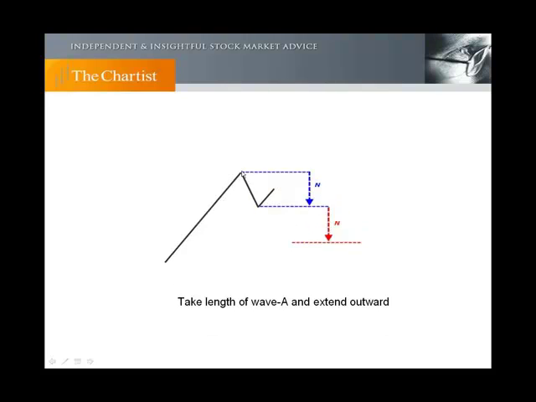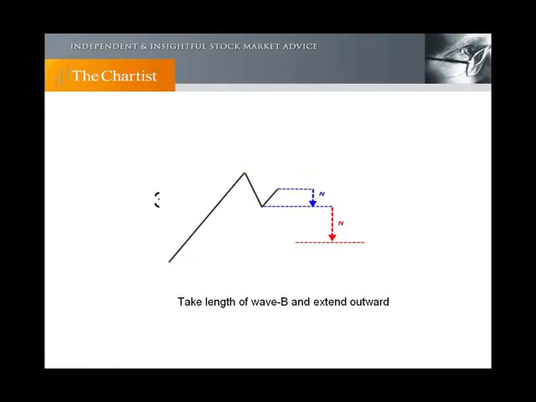This is the other one. We take the length of wave A and we extend it out, usually 50% or 100% off this wave B high. But that's an external projection. So we can extend it off the wave B or we can extend it off the end of wave A. The more we extend it off different points at different levels, the more of a cluster we're going to get down here. Now you can go to the nth degree. You can do it off here, you can do it off there, you can do it off wherever you want. But ultimately we're going to get a cluster point down here.